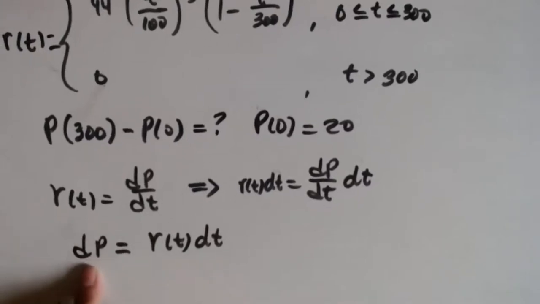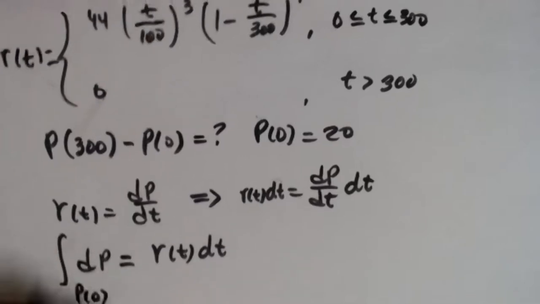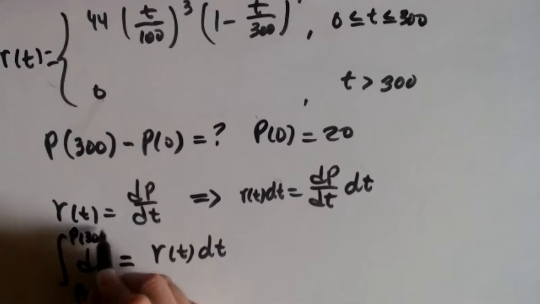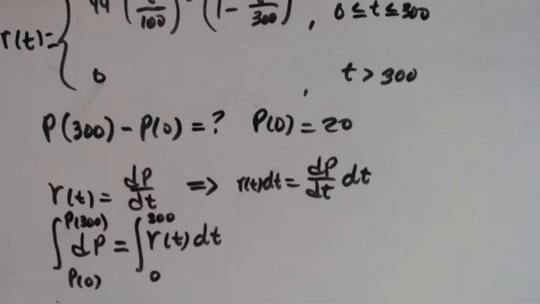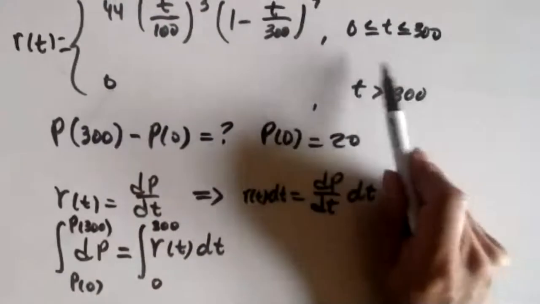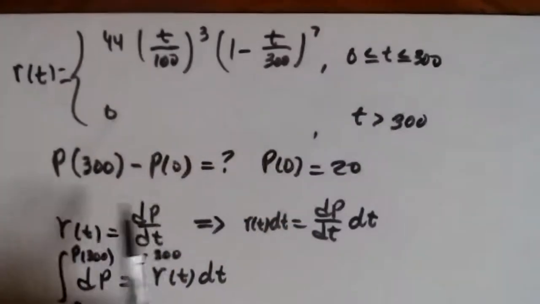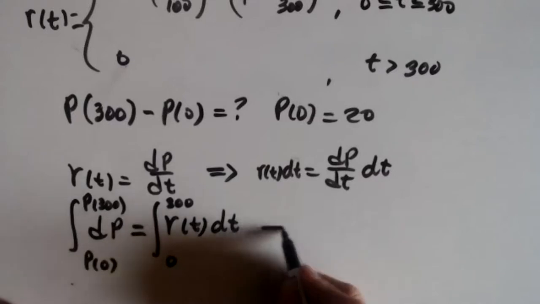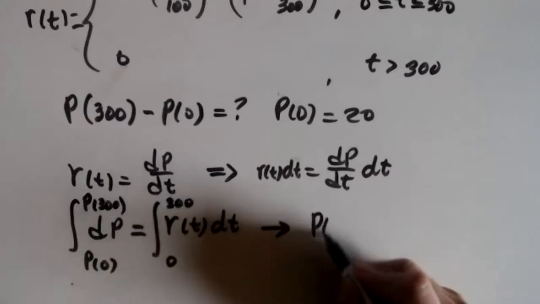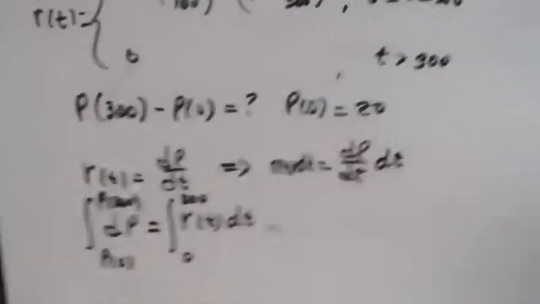Now, how do you remove the differential? Well, with the integral. So you have to integrate this one from P of 0 to P of 300, and this is going to be from 0 to 300. So the time, remember, goes from 0 to 300. So you're going to have P at 300 and P at 0, correct? Well, this is not a problem. So this is going to be P of 300. Well, let me just put it right here down. Okay.